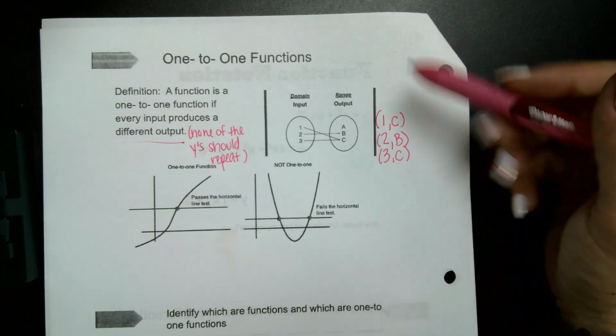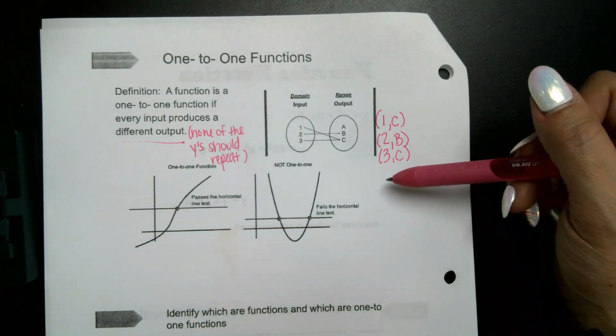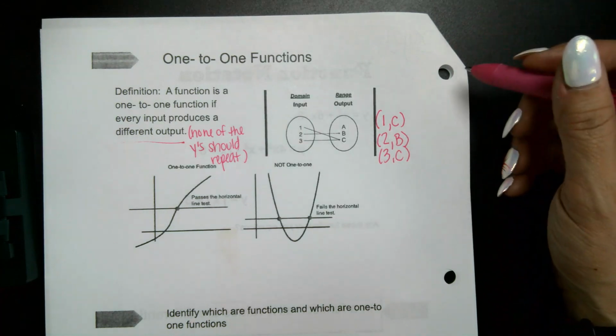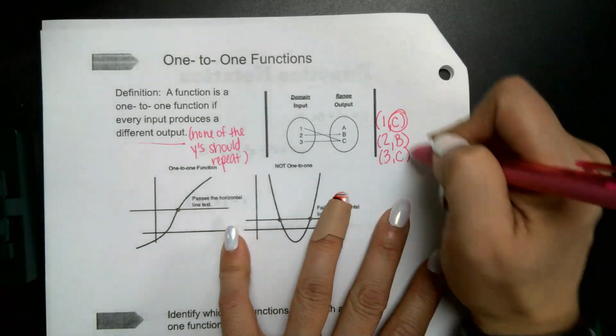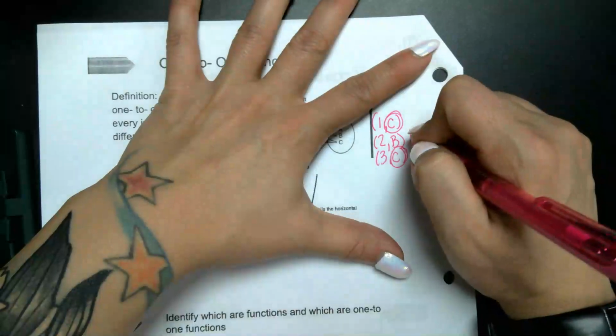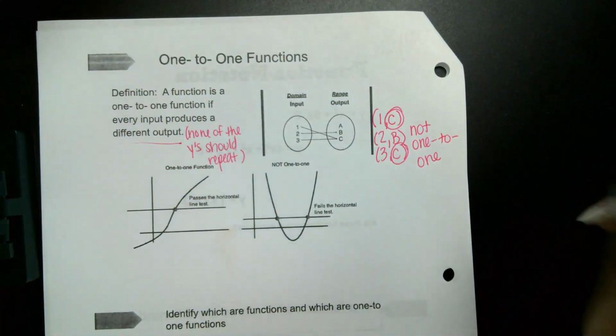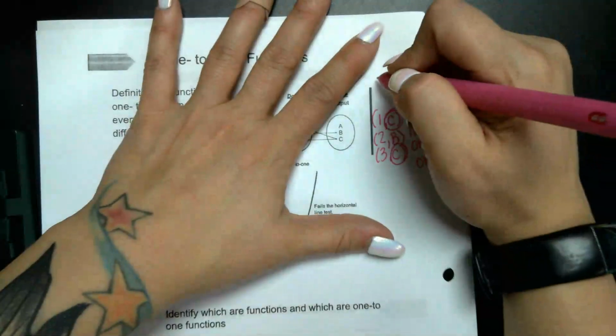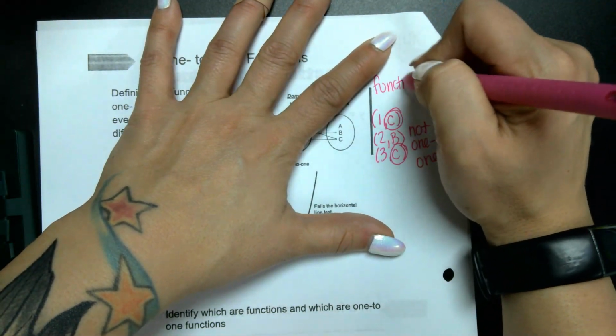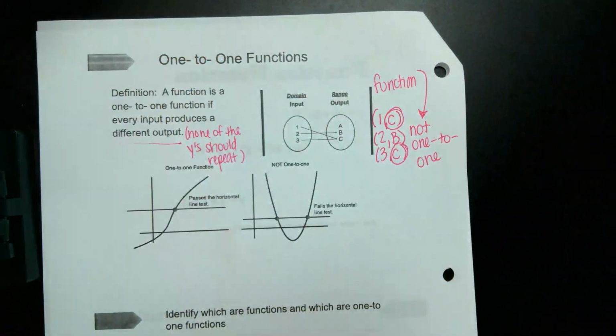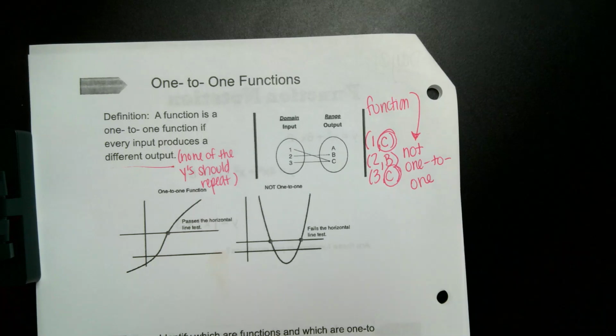So listen, it's a function because none of my x's repeat, but is it 1 to 1? Why not? Okay, so this right here and this right here would make this one not 1 to 1. So even though it is a function, it's not 1 to 1. You guys are going to be given problems today where you have to say, is it a function, yes or no? And if you say yes, then you have to tell me, is it a 1 to 1 function? So first, always check your x's and then check your y's.